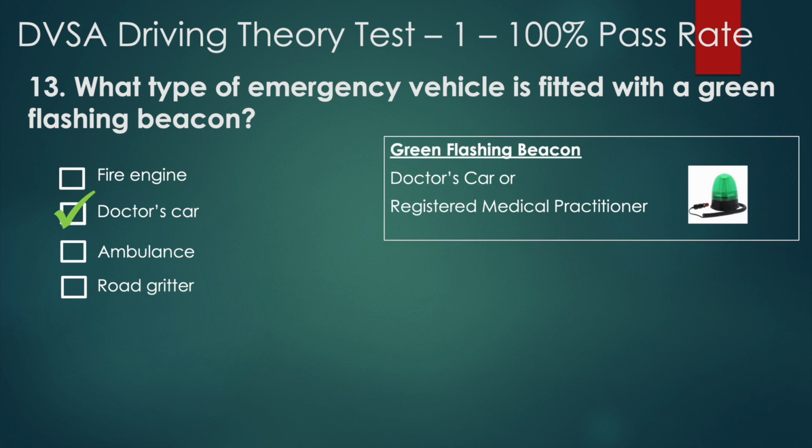And the answer is B. Doctor's car. In general, green flashing beacons are set on a doctor's car or registered medical practitioner.